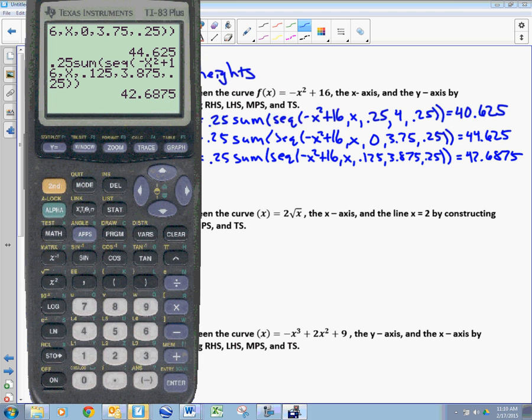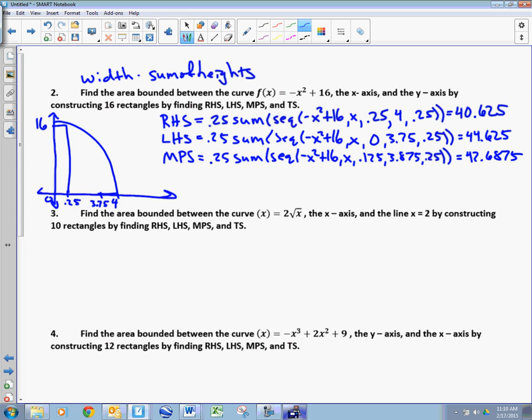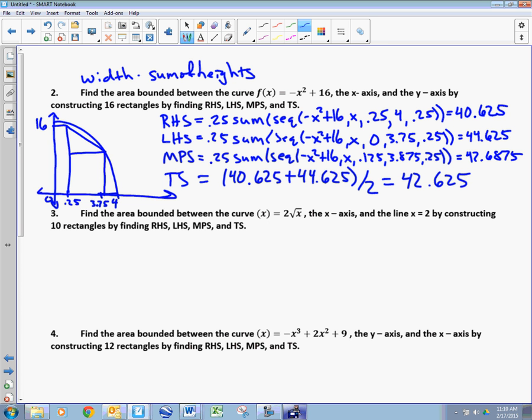How do I figure out trapezoidal sum? 40.625 plus 44.625. You add them up and you divide by 2 to average, which gives 42.625. So the trapezoidal sum is the average of the right-hand sum and left-hand sum: 40.625 plus 44.625, divided by 2, is 42.625. Would that be an overestimation or an underestimation? Watch, if you draw a rectangle like this, and remember you would draw the trapezoid like that, you can see it's an underestimation. It's concave down, so it's an underestimation for trapezoidal sum. So you should be able to do that.